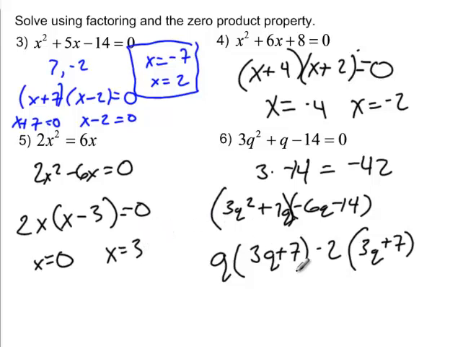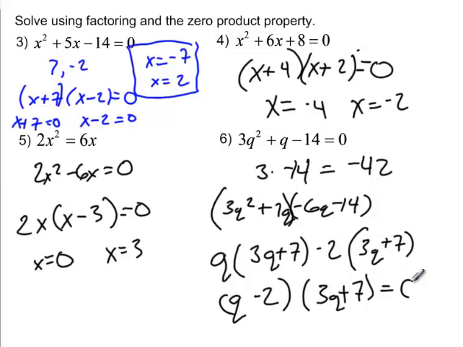Alright. And then down here, we had to do AC method. Greatest common factor. So I just get q minus 2 and 3q plus 7 are my two factors. Set them equal to 0. And you should get q equals 2 and q equals negative 7/3.